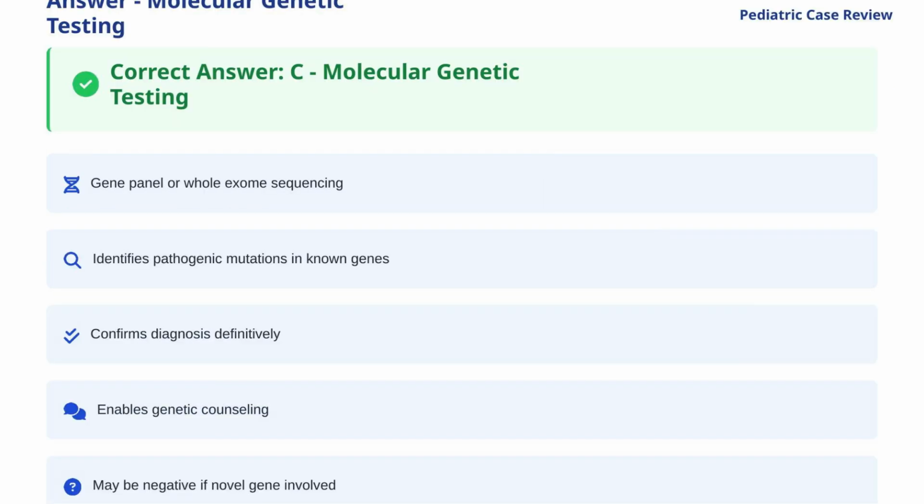Molecular genetic testing through gene panel or whole exome sequencing is the most definitive diagnostic approach. This identifies pathogenic mutations in known Seckel syndrome genes including ATR, RBBP8, CNPJ, CEP152, CEP63, NIN, and DNA2. Genetic confirmation enables accurate diagnosis, prognostication, and genetic counseling for recurrence risk. Testing may be negative if a novel gene is responsible.